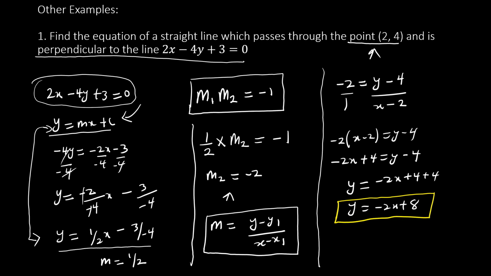What you have to note here is that we are given the equation of a line which is perpendicular to the line we are looking for. If two lines are perpendicular, the slope of the first one multiplied by the slope of the second one must be equal to -1. If they are parallel, then the slope of the first one must be equal to the slope of the second one.